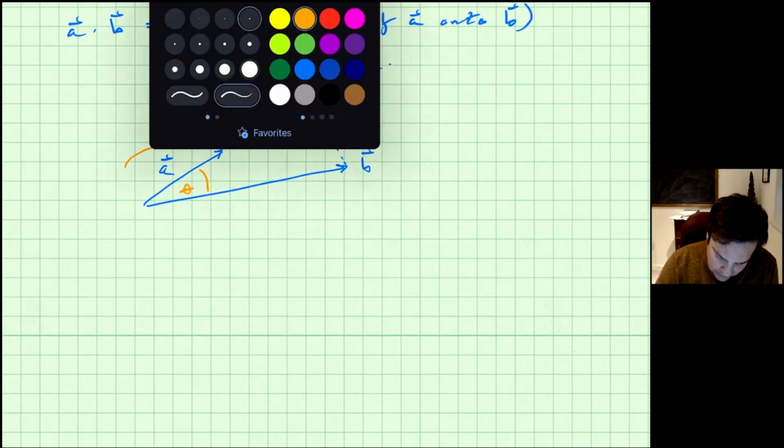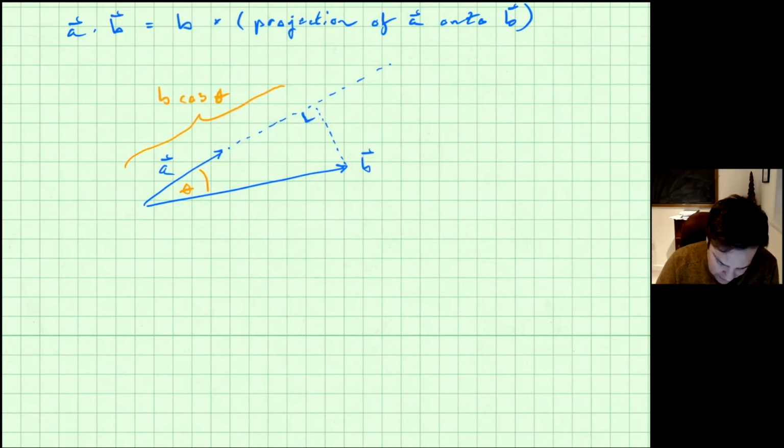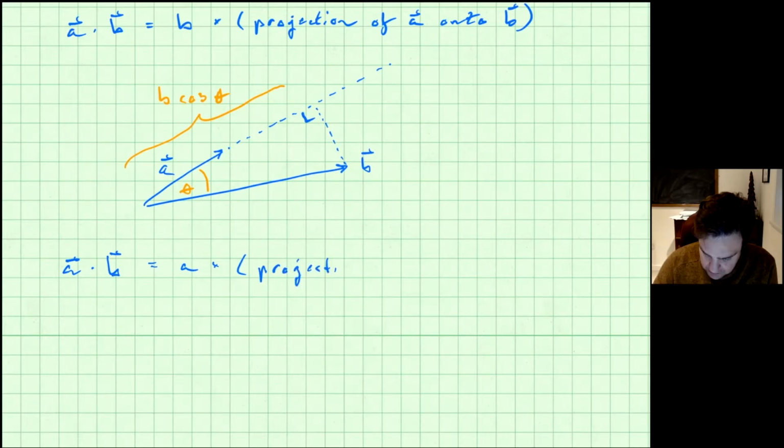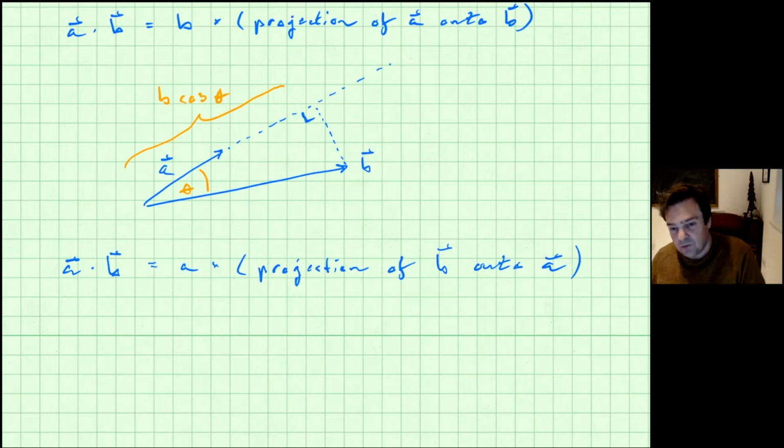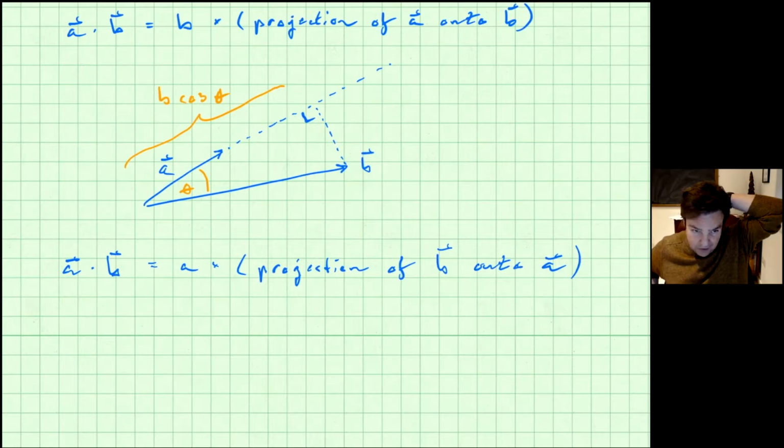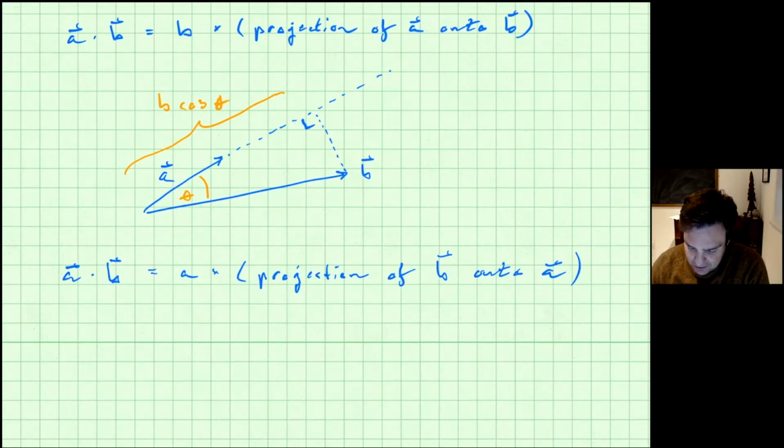So you could have instead said this, and this of course has to be true by symmetry. This is a times the projection of b onto a. Now this is useful because we're going to do a lot of multiplying of one vector transpose by another, in other words, a lot of dot products, and this kind of geometric picture is handy.